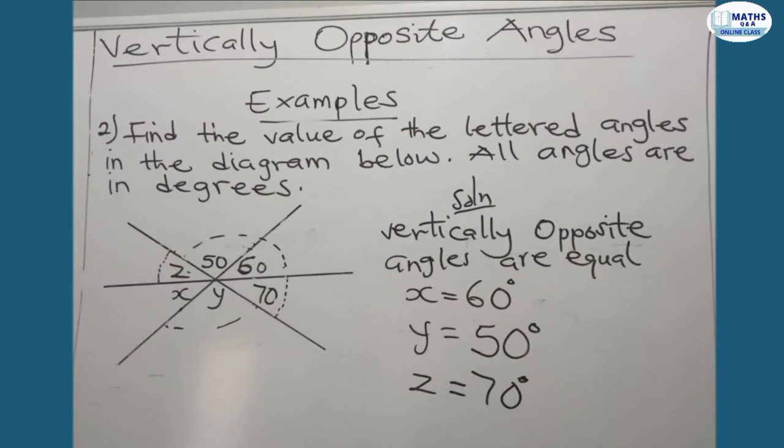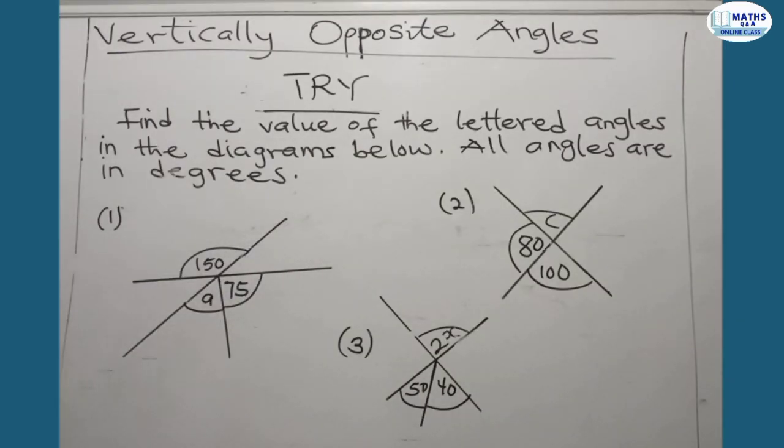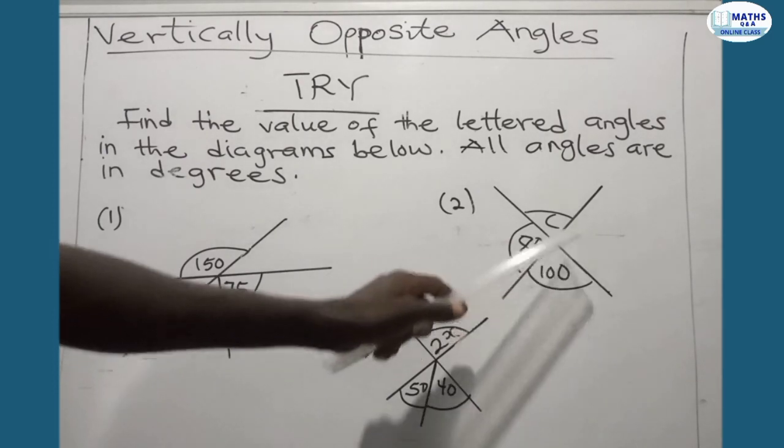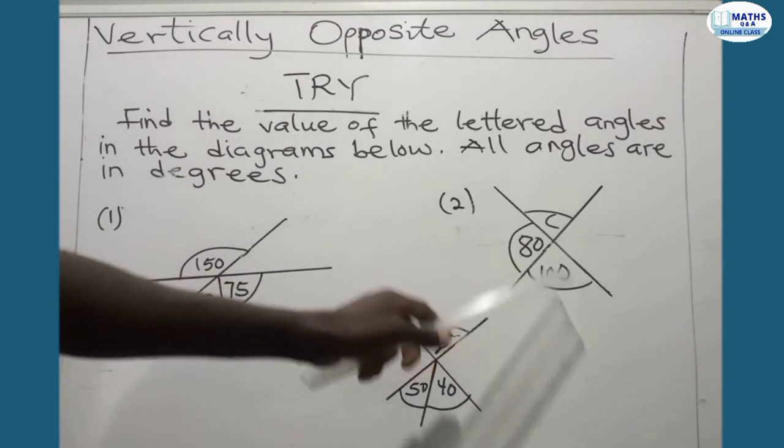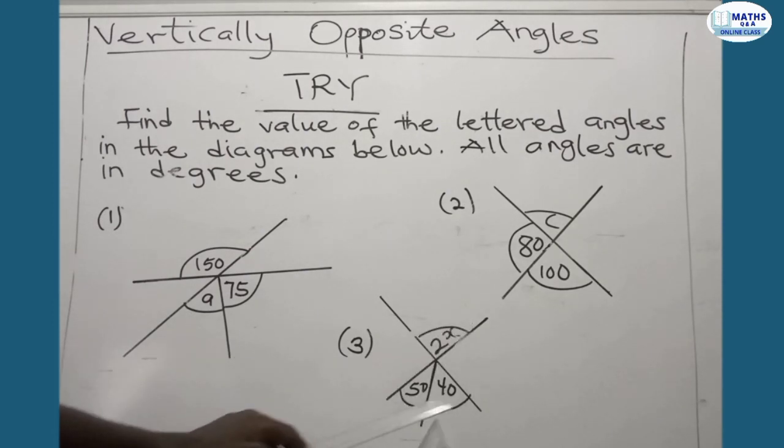Now, with these examples in mind, let me give you one question to try, okay? Find the value of the lettered angles in the diagrams below. All angles are in degrees, okay? So you have 150 degrees, 75, and then A. Find the value of A in this question 1. We have C, 80 degrees, 100 degrees. Find the value of what? C. We have number 3, 2x. We have 50 and then 40. So we find the value of what? X. Try it and then let's see if you really understand what we've learned so far.